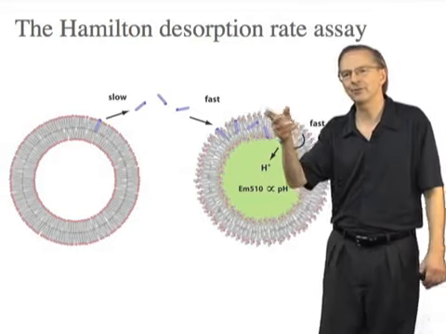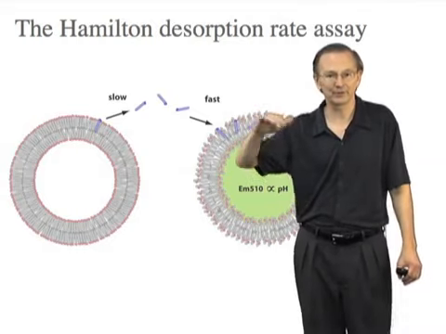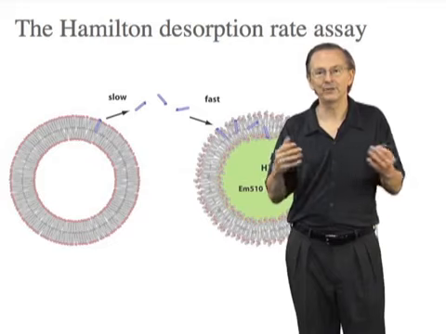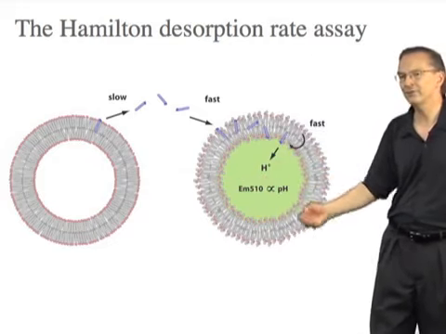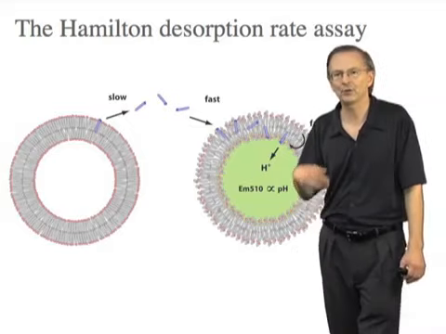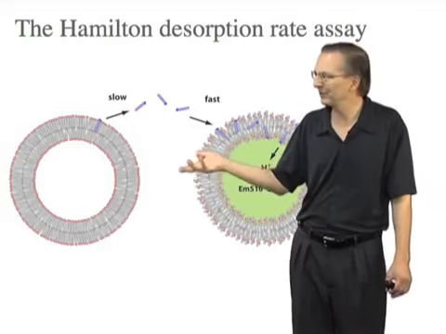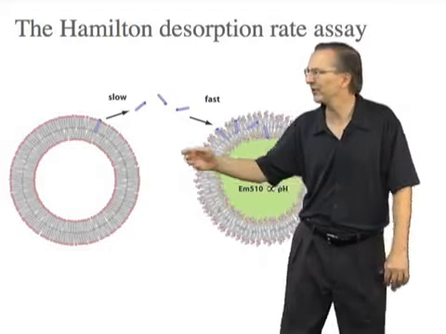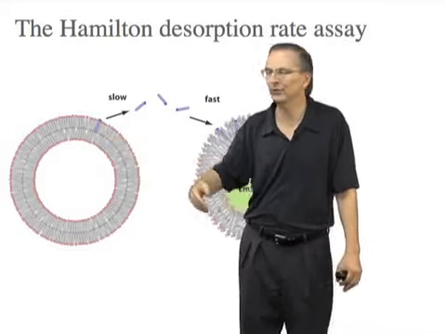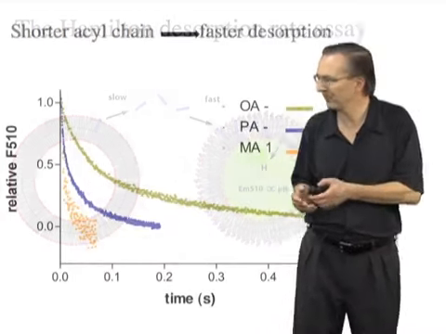It's the protonated form that flips because it's neutral. It can flip very rapidly. And then it re-equilibrates on the inside, releasing protons which acidify the interior. So we have a fluorescence assay for this pH decrease, and that gives us essentially a real-time assay for this initial slow step of dissociation.